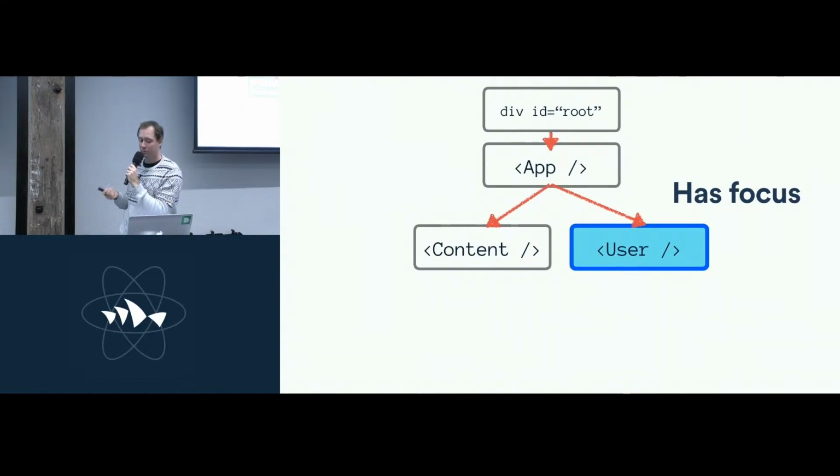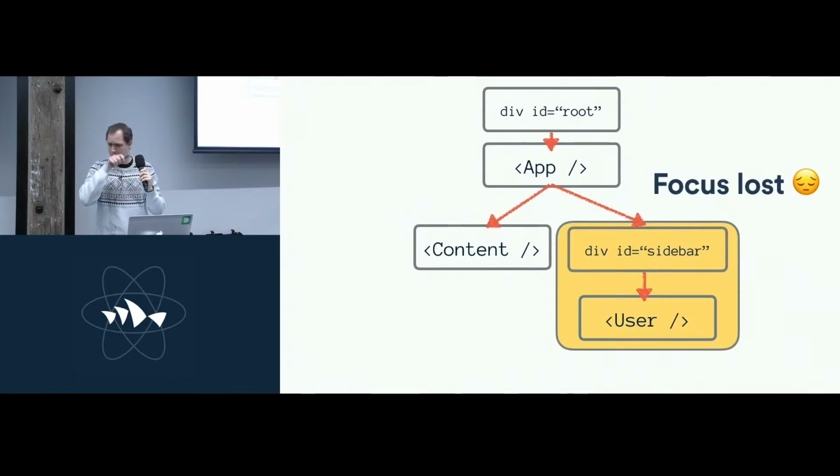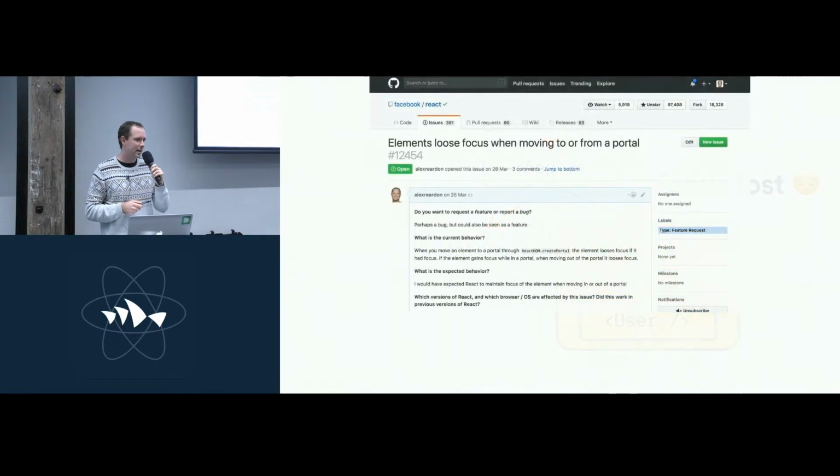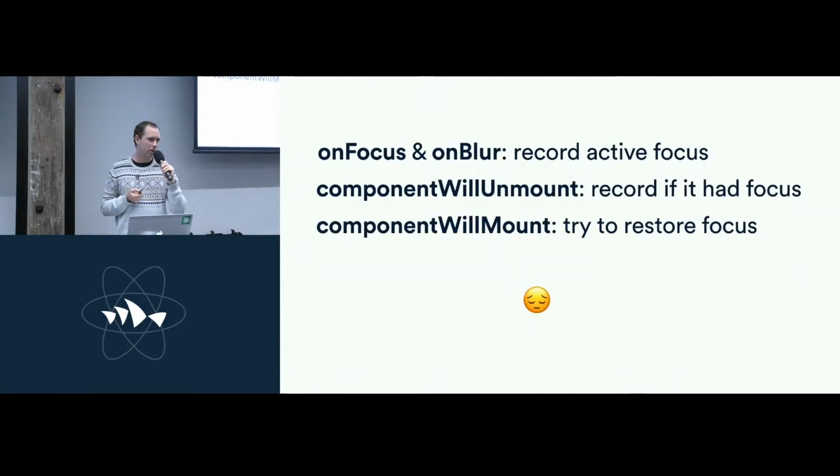Maybe it's an input field, something like that. When you move it into a portal, it loses focus. Kind of annoying. Especially if you're doing drag and drop with keyboard and you have something focused with a keyboard, and then all of a sudden you move into a portal and it's lost it. It's kind of annoying. I raised an issue about this on the React repo. It's now just a feature request. You can get around it, but it's really horrible.